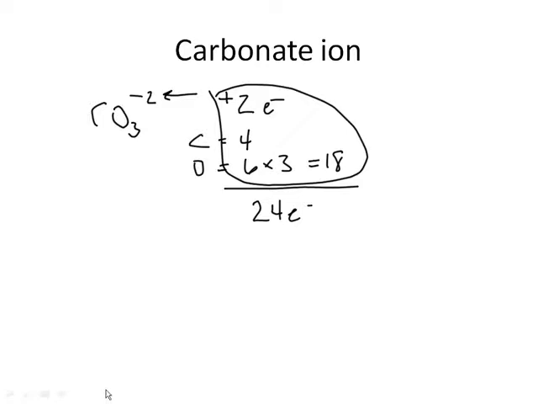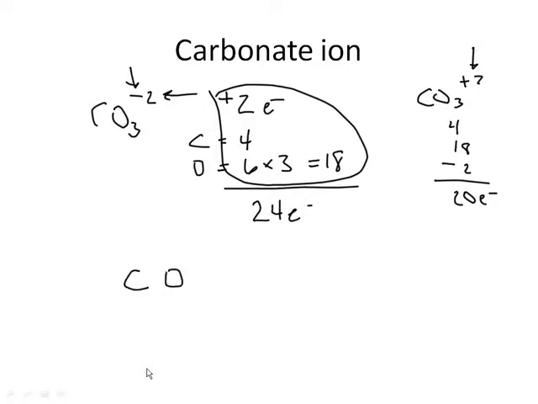Now, if for some reason this had actually been CO3 with a +2 charge, I would have had to subtract electrons. So I would have had 4 from carbon, 18 from the oxygen, and then I would have had to subtract 2, in which case I only would have had 20 electrons to work with. So negative charge means we add, positive charge means we subtract however many the charge is. So we're dealing with carbonate, which has a -2 charge. We have 24 electrons. Carbon is our central atom.